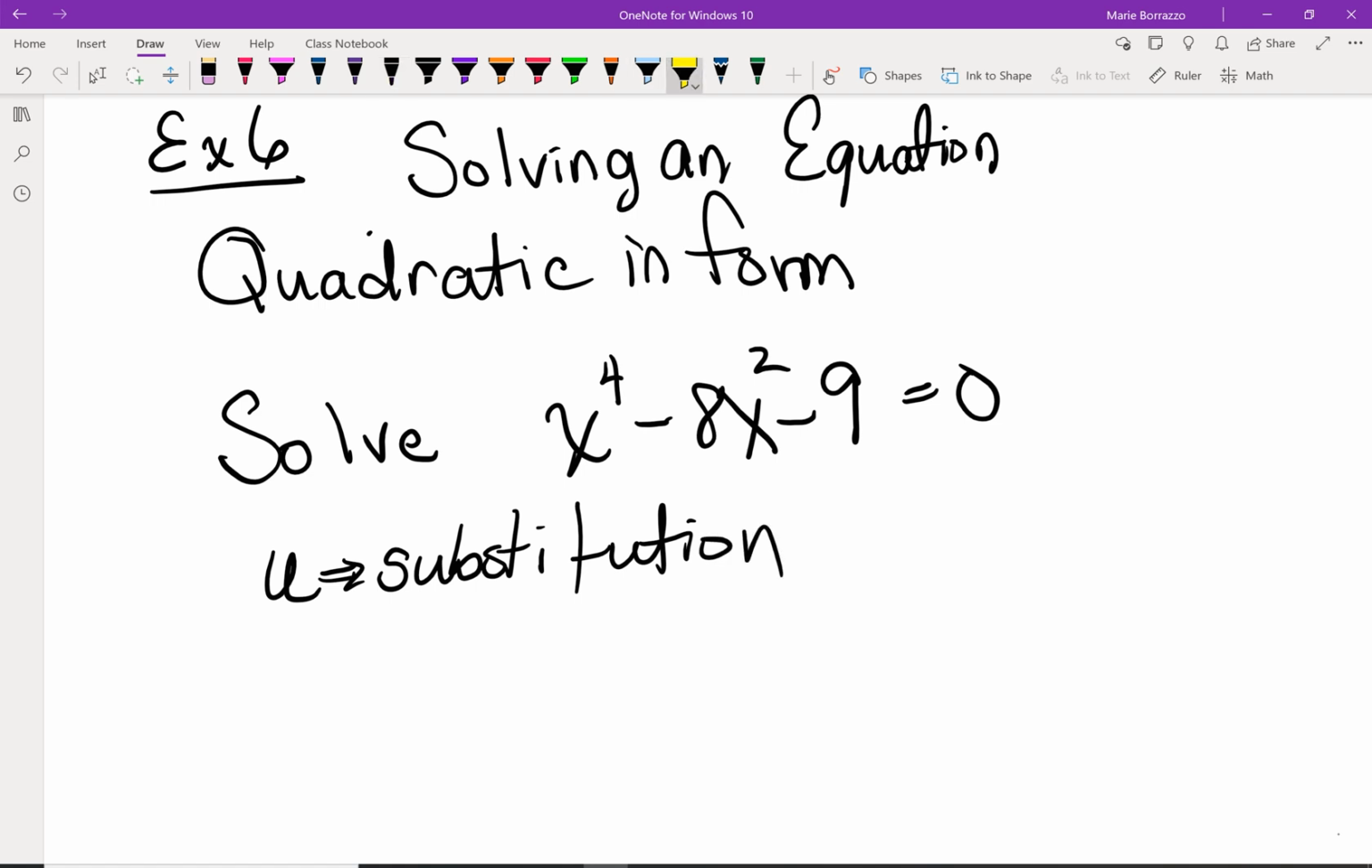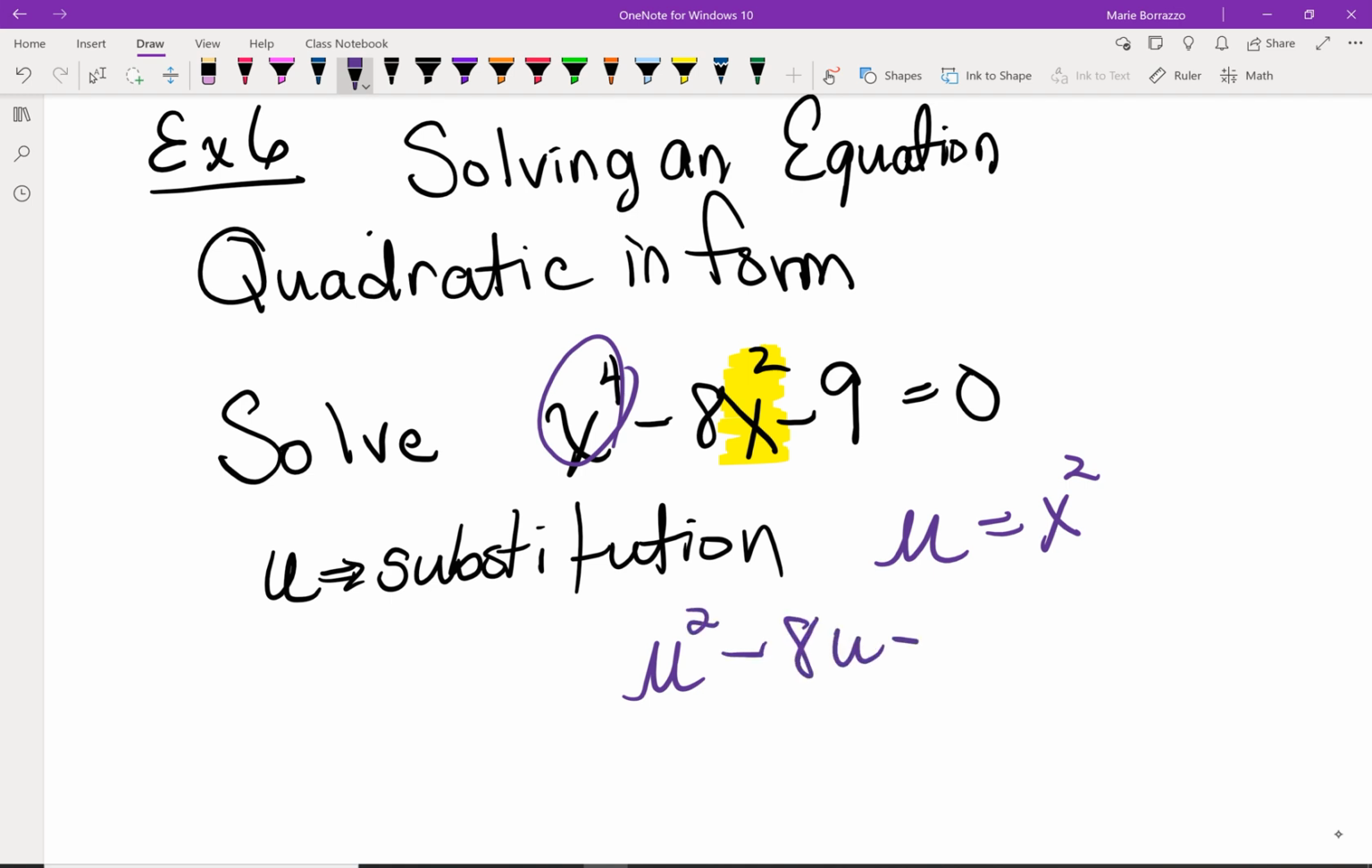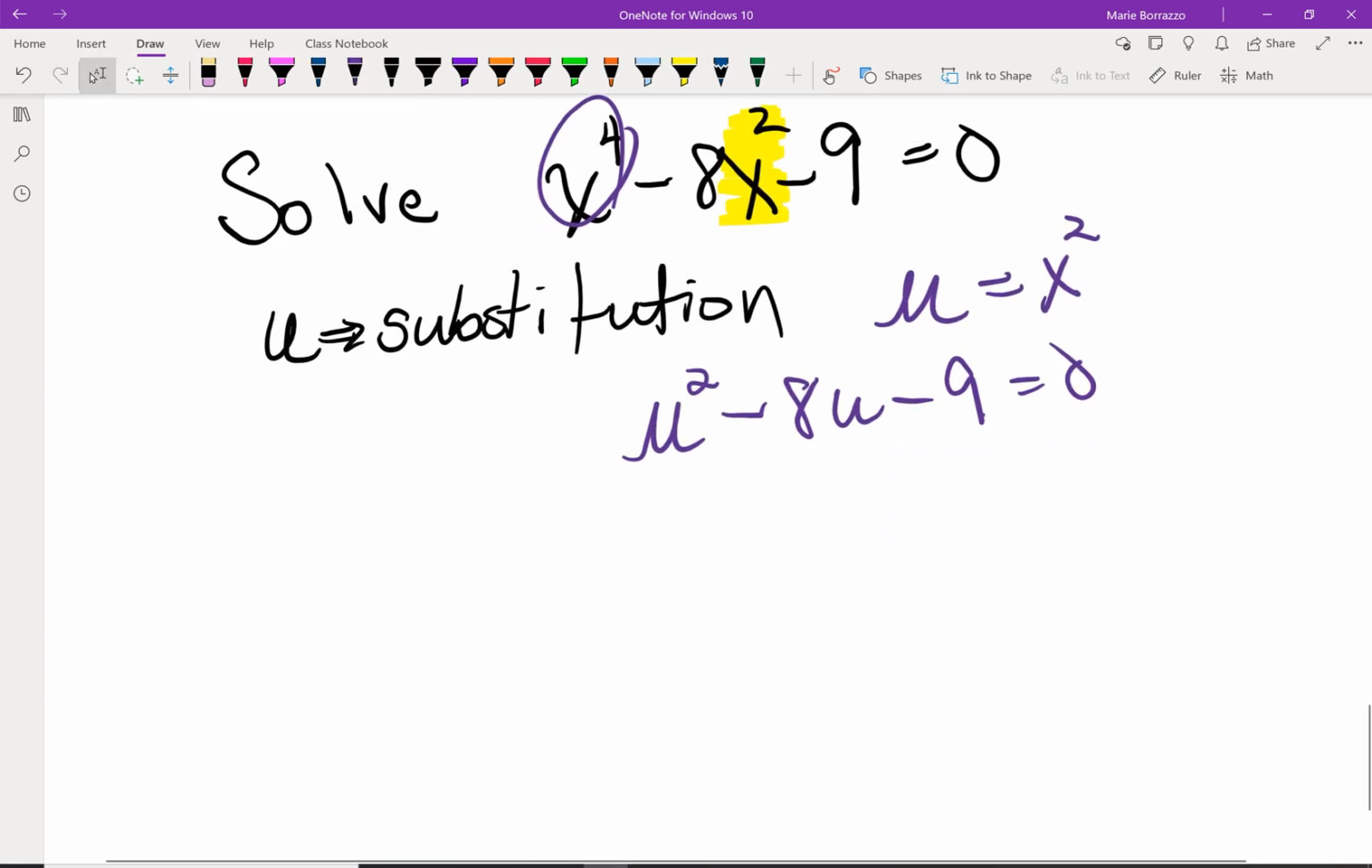So what is U substitution? Let me show you that quickly. You see here how I'm highlighting the x squared, and that's the center term. Given that this is in highest order to lowest order, that tells you right away that your U value is going to be equal to that variable and that power, in our case x squared. And so I'm going to replace this here. Since I know that this is x squared squared, this is really saying U squared minus 8U minus 9 equal to 0. Okay, so that's one way you are going to approach these questions.